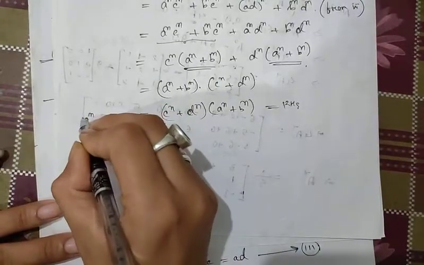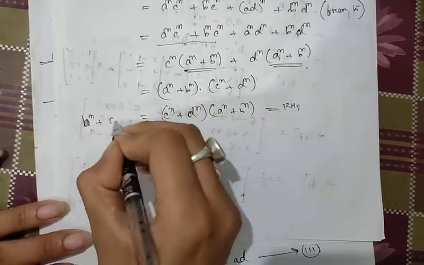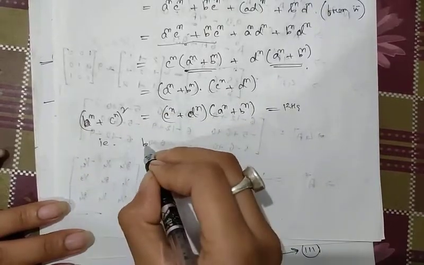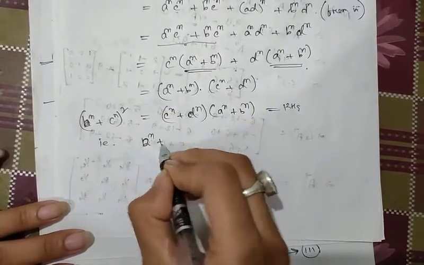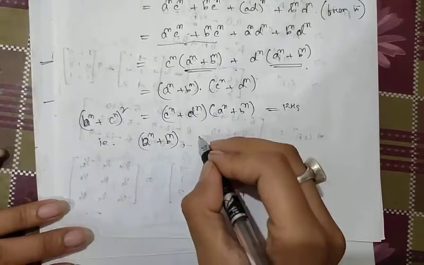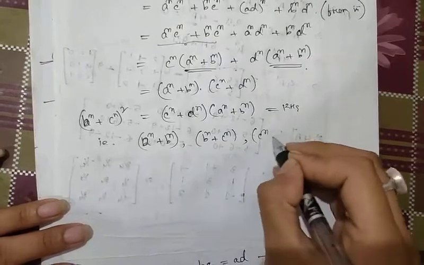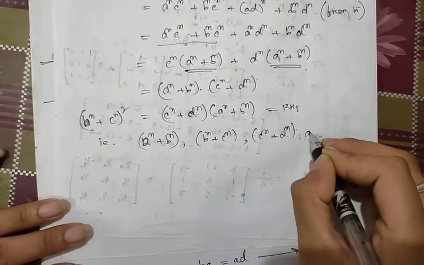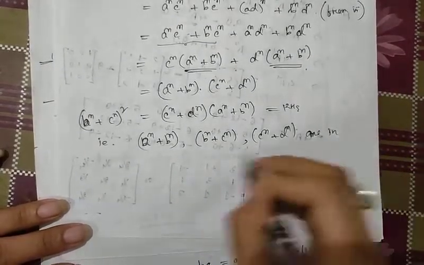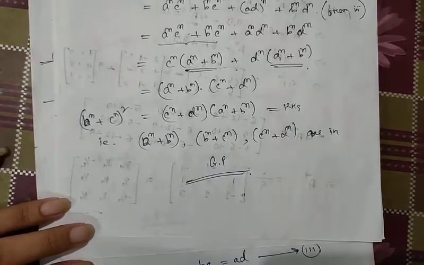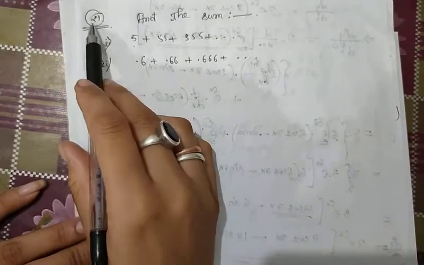So if this is equal, that means what we can say? That means we can say a to the power n plus b to the power n, b to the power n plus c to the power n, c to the power n plus d to the power n are in GP. So we are done. So next we are taking question number 21.